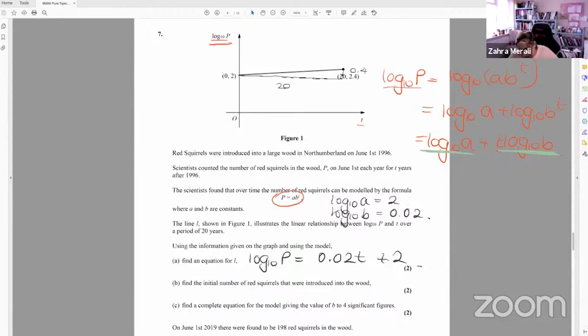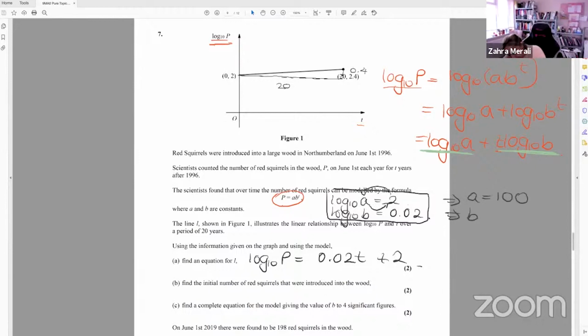Okay, find the initial number of red squirrels that were introduced into the wood. Okay, so all that work I did isn't too bad because we need to do it for part B and C. So now we're going to use this bit to find my A and to find my B. So we're going to get 10 to the power of 2, and then we've also got 10 to the power of 0.02. So if we write out the equation in this form, 10 squared is 100. So A equals 100. So 10 to the power of 2 equals A, so A equals 100.